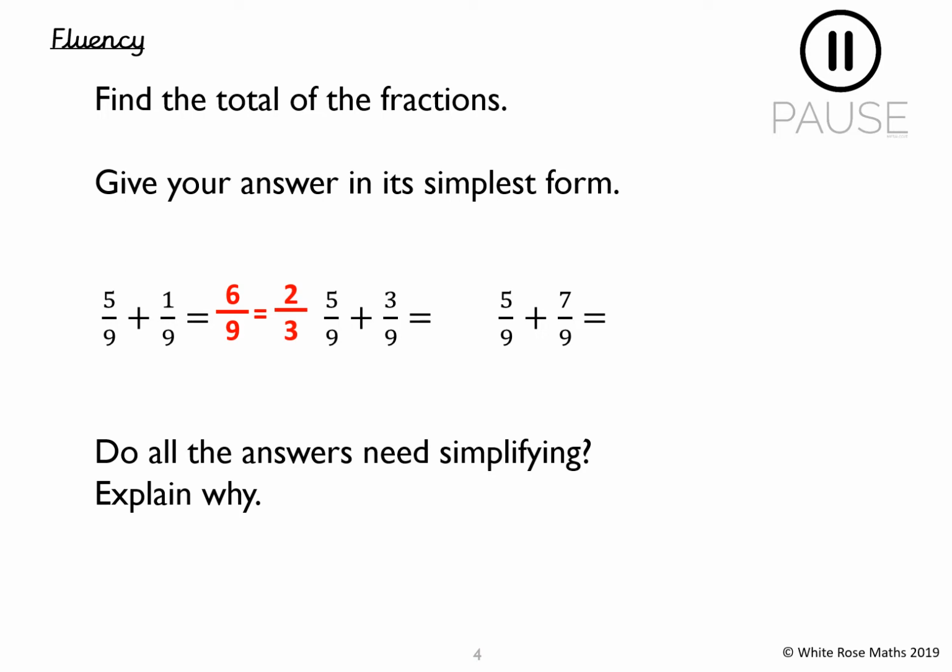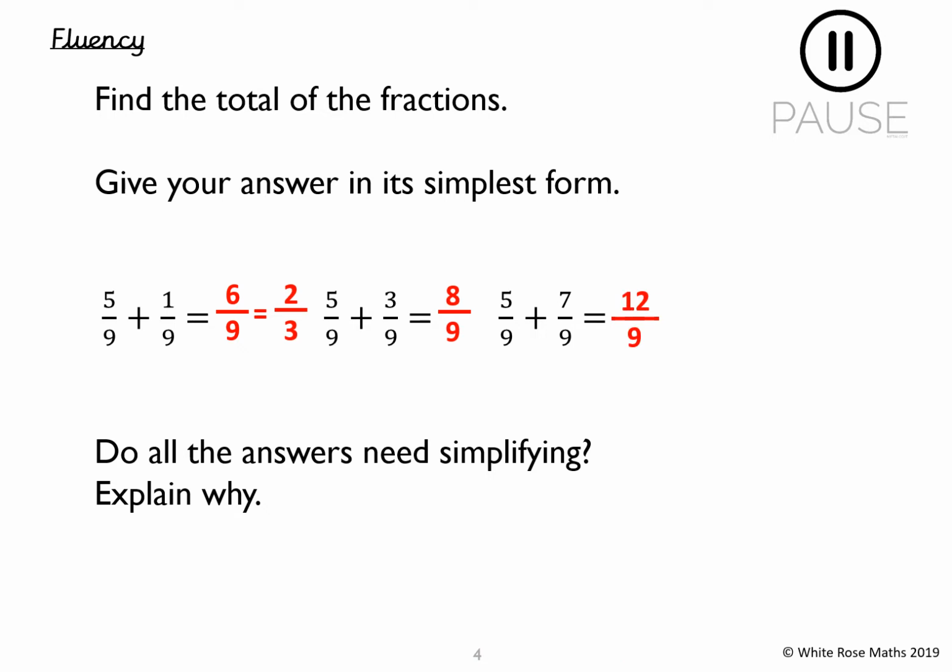Next one, 5/9 add 3/9 equals 8/9. That can't be simplified. So that's going to answer your question at the bottom, do all of them need simplifying? No, they don't, because the middle one can't be simplified because there's nothing that can go equally into both 8 and 9. And then the last one, 5/9 add 7/9. This is going to give you an improper fraction. It's going to give you 12/9.